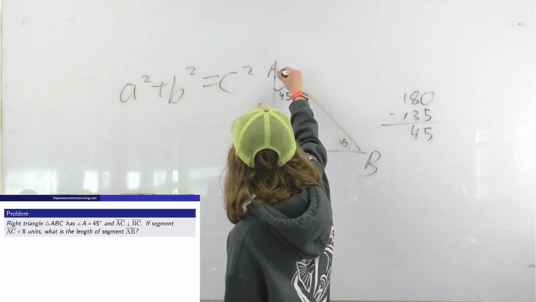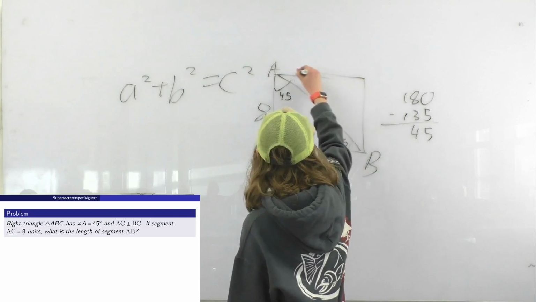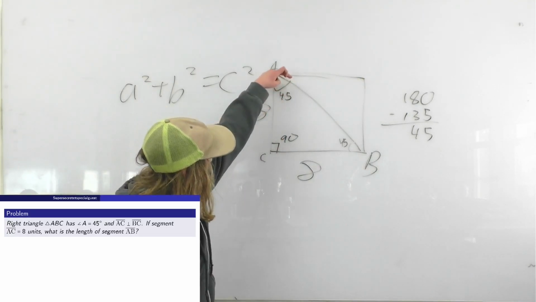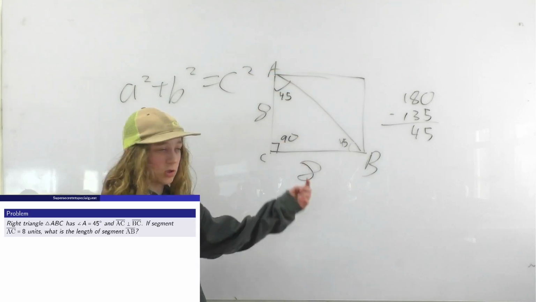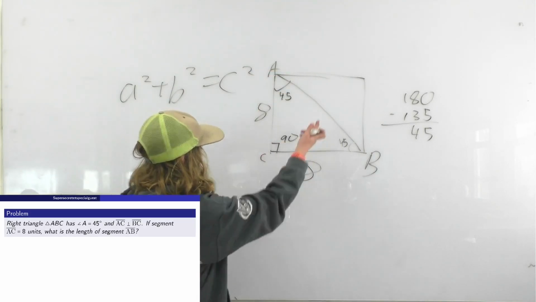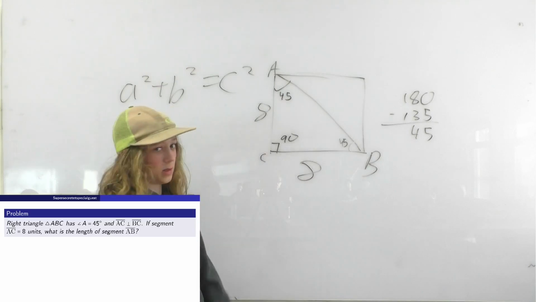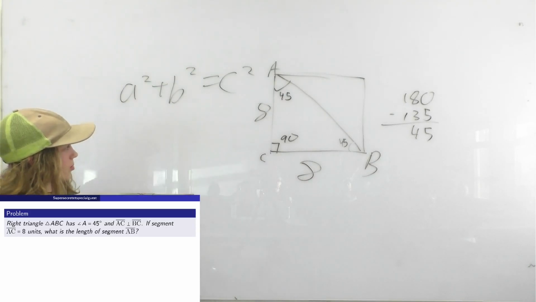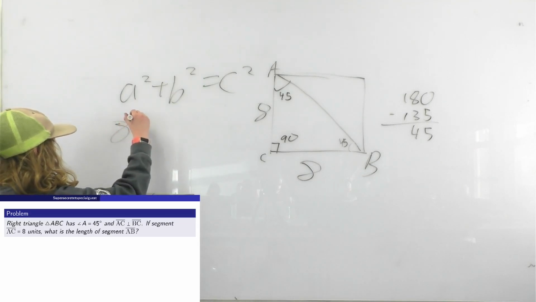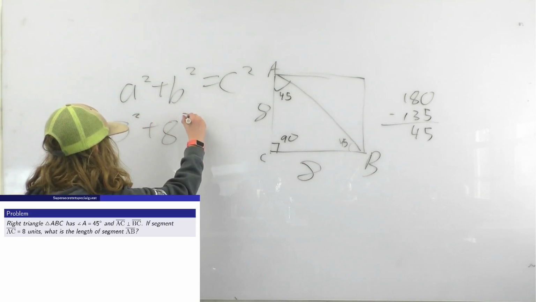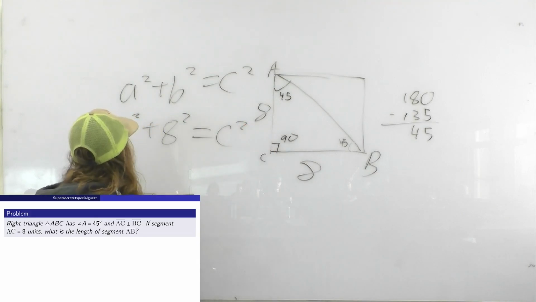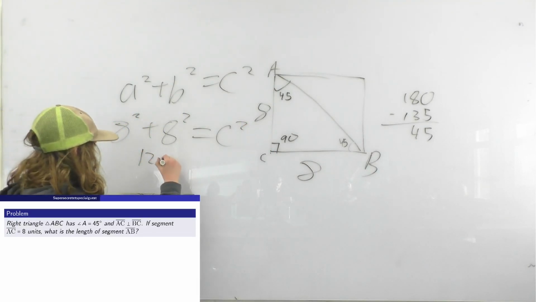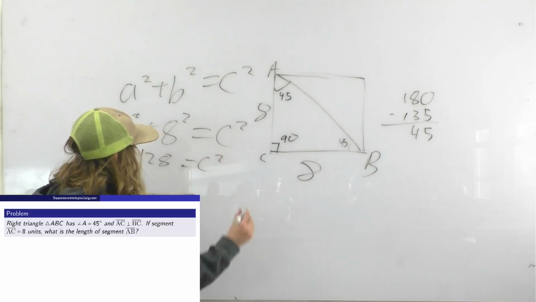And just to prove it, we can draw a square here. That's going to be double the angle of this one, so that's a full 90 degrees. So this is just a square, so each side is going to be 8, and then we have 8 and 8. Okay. So now we have a squared plus b squared equals c squared. We plug in a squared plus 8 squared equals c squared. So we get 64 plus 64 is 128 equals c squared.